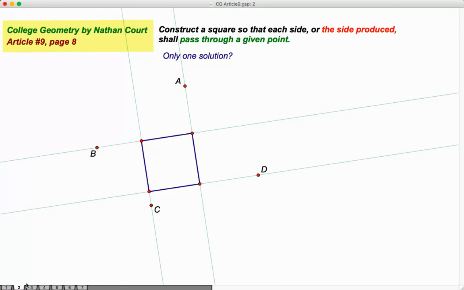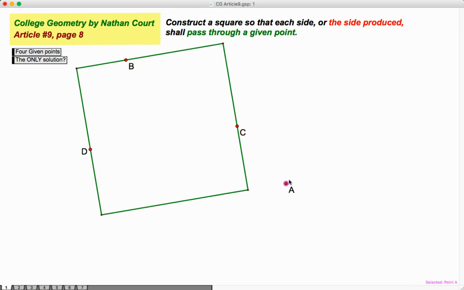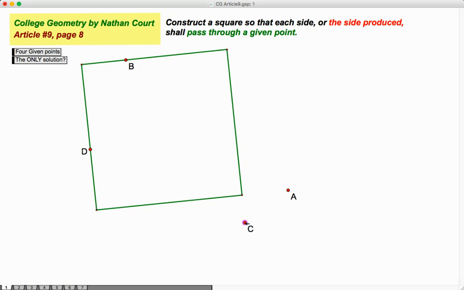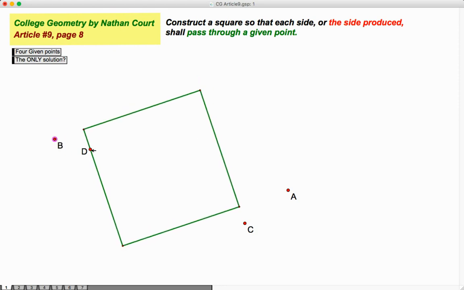Well, look at this one. In the first one, A, B, C, and D are all on the sides of the square, but it's not possible that it's always like this one. It's possible that A is outside of it, but that means it is on the produced side, on the extension side of this particular square. And as a matter of fact, I can make all of them be located outside that one.